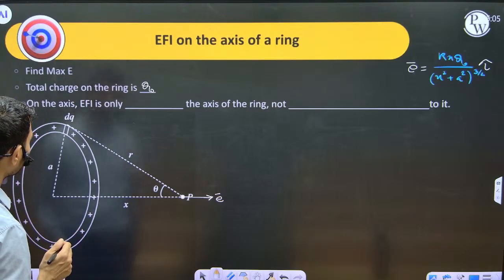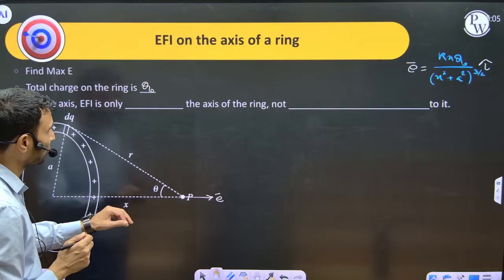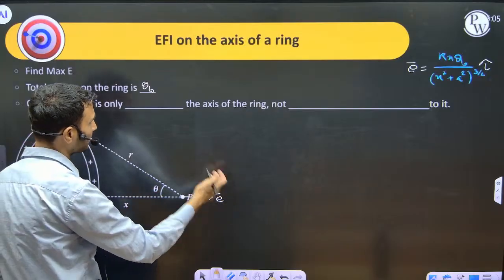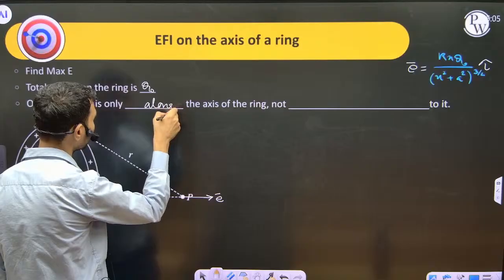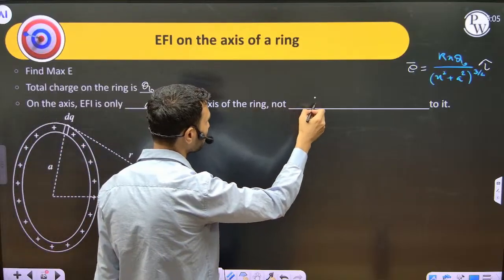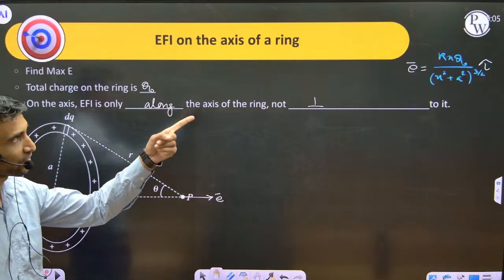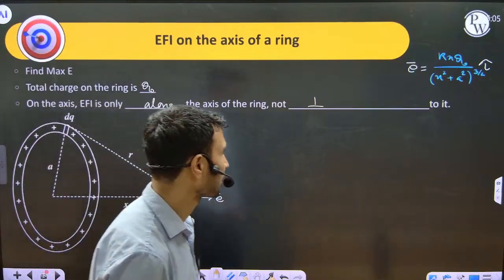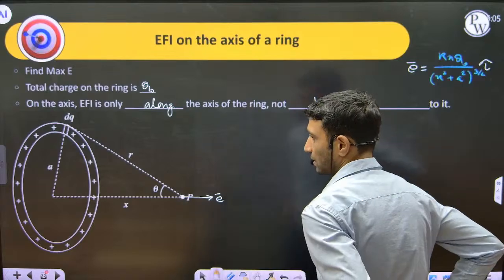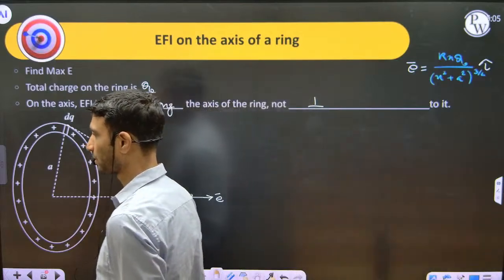Electric field on the axis. The electric field is only along the axis, right? Not perpendicular to it, right? And how much is the electric field? The value is given by that equation, and we had derived it in the last class, right? So I hope that part is clear to everybody.